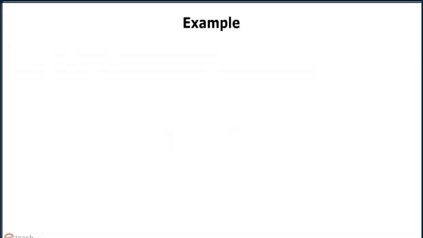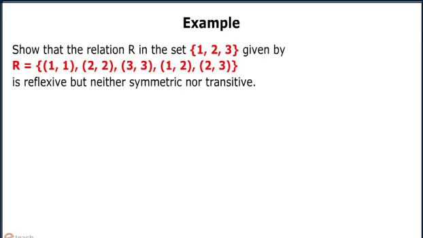Let us have another example. Show that the relation R in the set {1, 2, 3} given by R equals {(1, 1), (2, 2), (3, 3), (1, 2), (2, 3)} is reflexive but neither symmetric nor transitive. Let us have the solution.